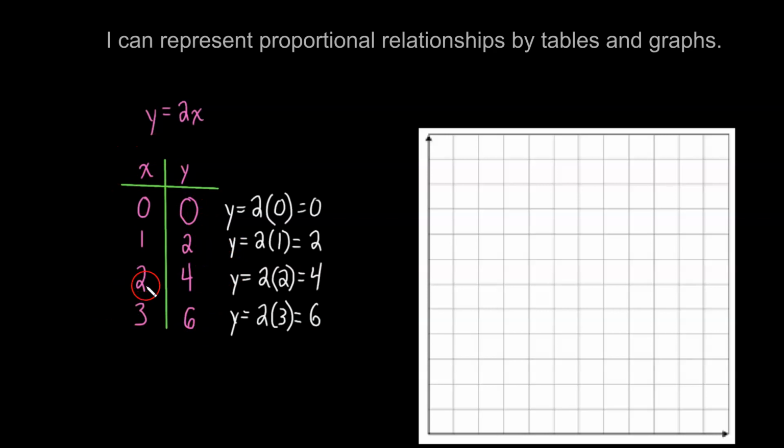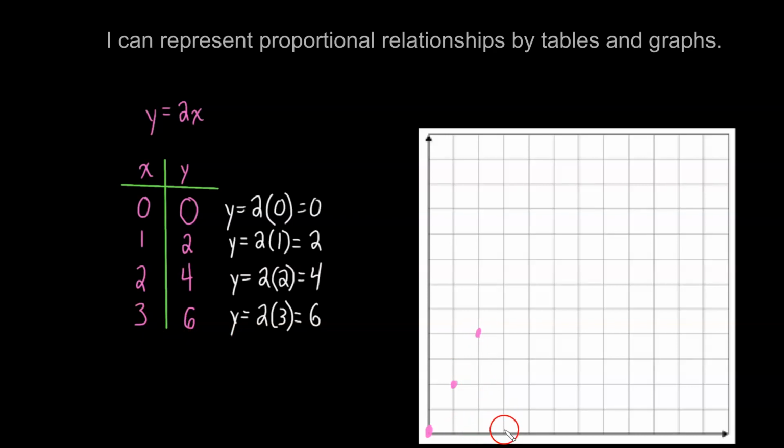And we know how to graph these tables. The x value is 0 and the y value is 0. So that's going to be right here on this graph. X value of 1, y value of 2. So right there. X value of 2, y value of 4. So over 2 and up 1, 2, 3, 4. And x value of 3, y value of 6.